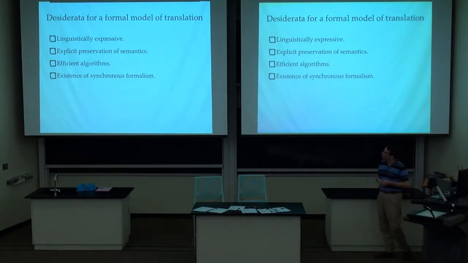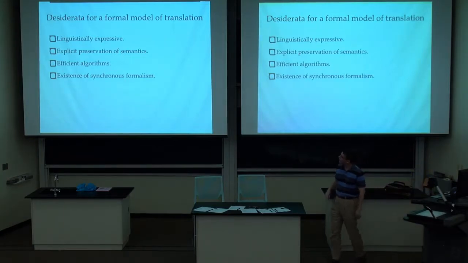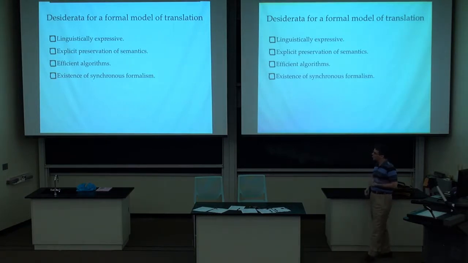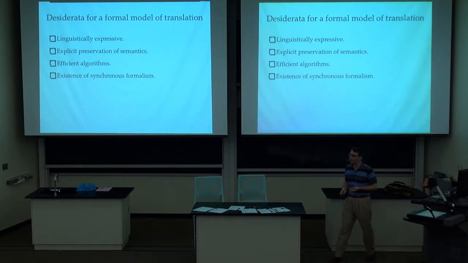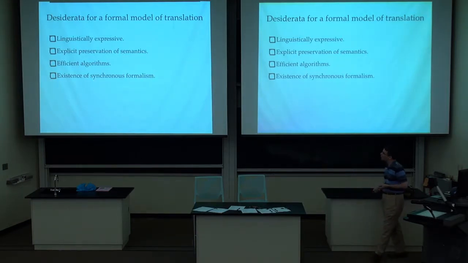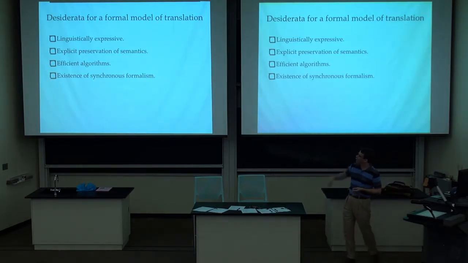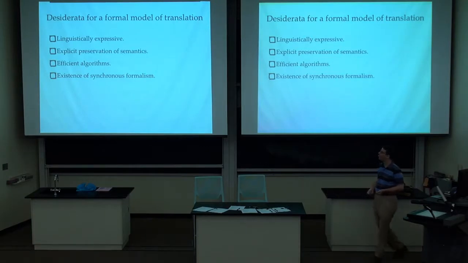We also would like, if we care about semantics, and there's a small group of people in NLP these days that are really thinking about doing machine translation with some explicit representation of semantics, a lot of this is, again, coming from ISI, Kevin Knight, so we want to explicitly preserve semantics. So we actually have to model it in there somewhere. We'd like to still have some efficient algorithms.